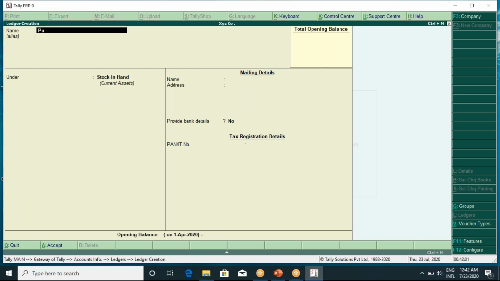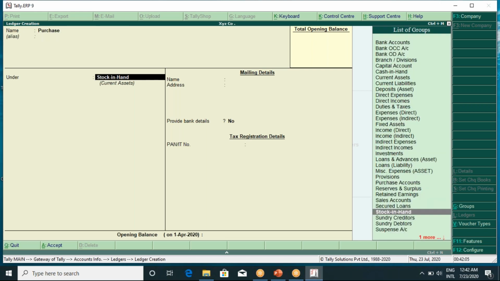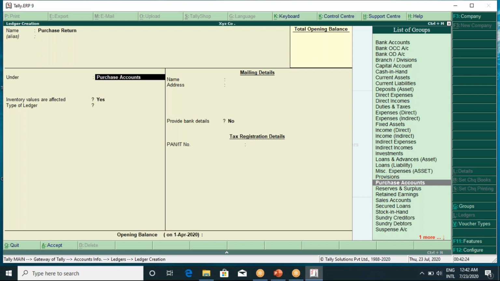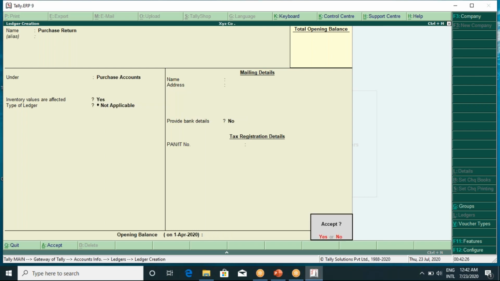Next one is purchase. Which head does it come under? Purchase comes under the head of purchase account. Purchase account. Next one, purchase returns. Purchase return also comes under the purchase account.